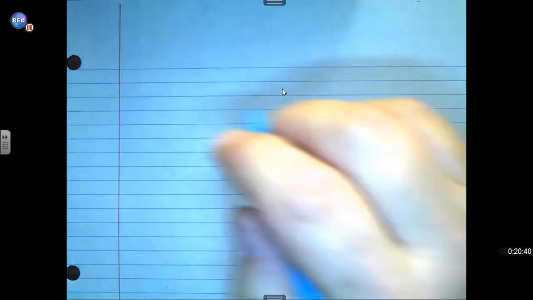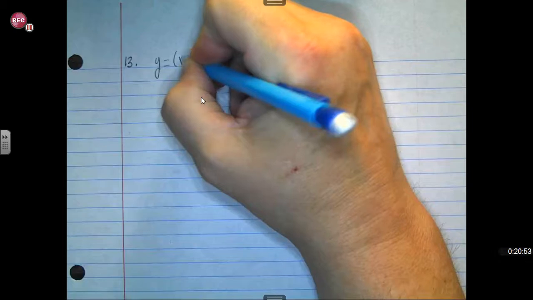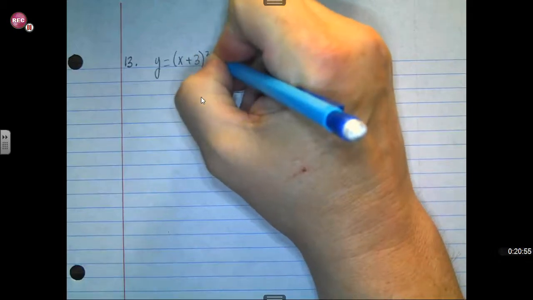So number 13, we have y equals (x plus 3) quantity squared minus 4. We're in graphing form now, or some folks call it vertex form. Our current Algebra 1 book calls it vertex form, which is graphing form, vertex form. The main point of it is that I can look at it and I can tell you the vertex.